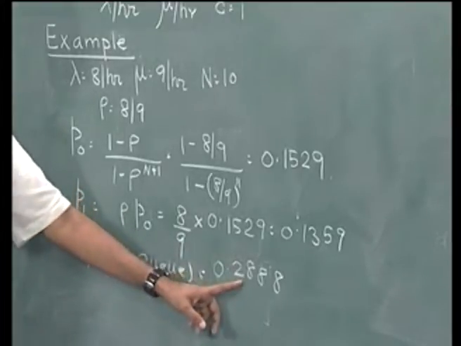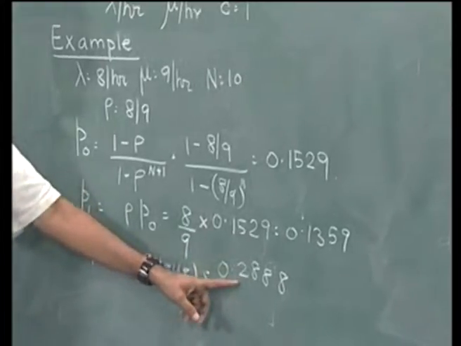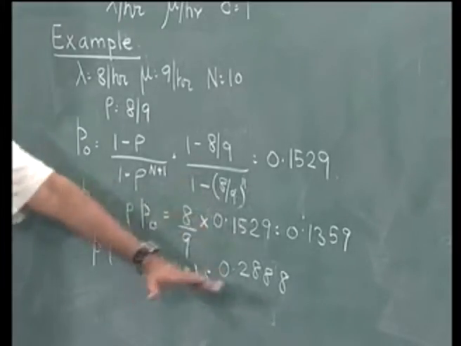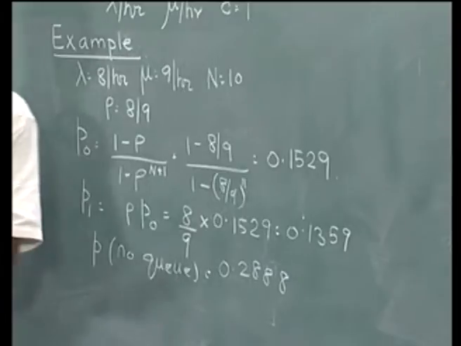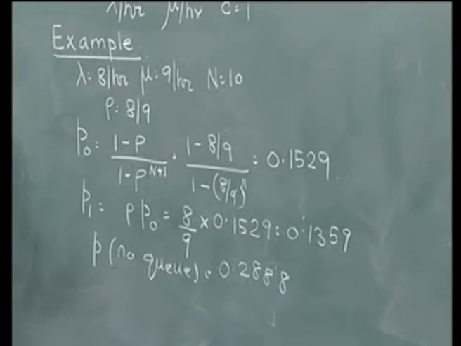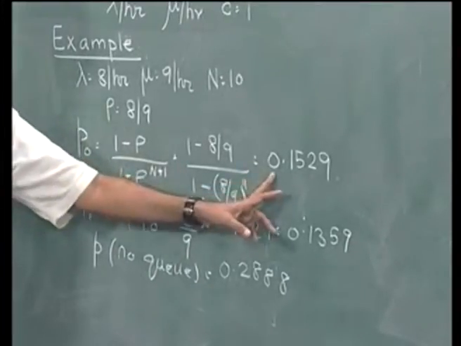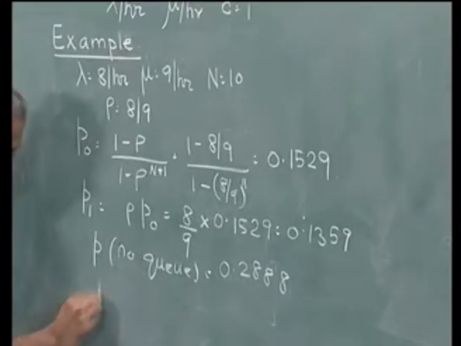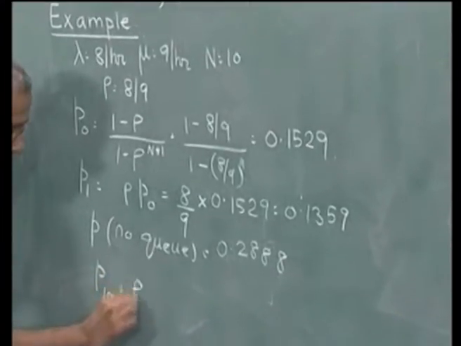So, about 20% of the times there was no Q, here 28% of the times there is no Q. This is kind of beneficial from a user point of view, that when the person comes in, there is a higher probability that there is no Q. There is a higher probability that the server is idle, which means the person can easily get to the server with a higher probability.